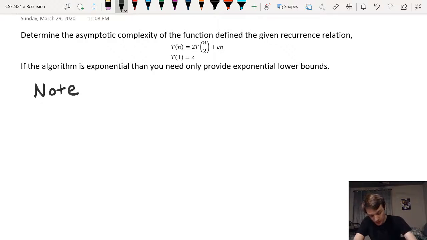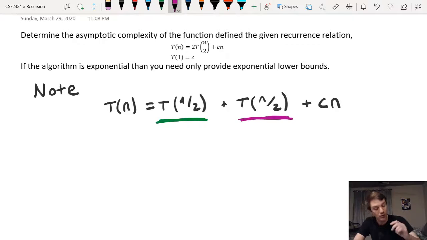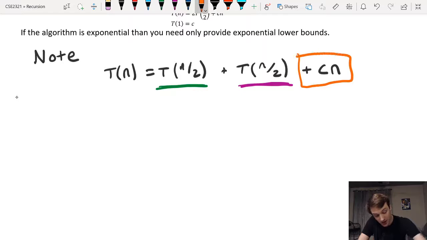Note that t of n is equal to, I could rewrite 2t of n over 2 as t of n over 2 plus t of n over 2 plus cn. Here we have two recursive calls. We have the first recursive call over here, underlined in green, and the second recursive call over here, underlined in purple. I'm going to have to designate something over here at the end, this plus cn. I'm going to call the additional cost, or the cost.